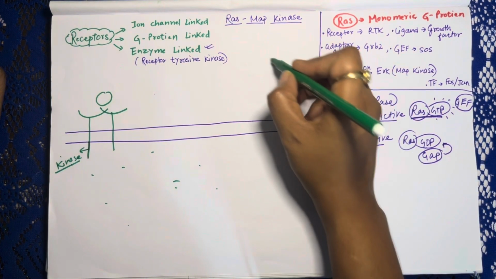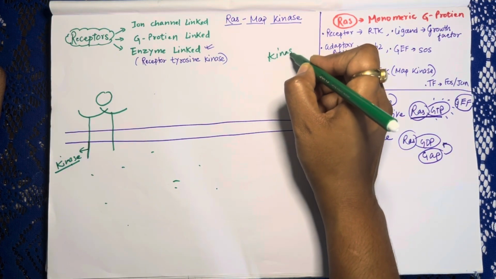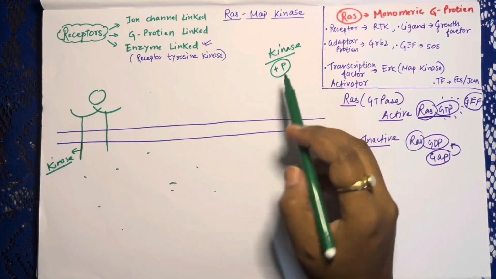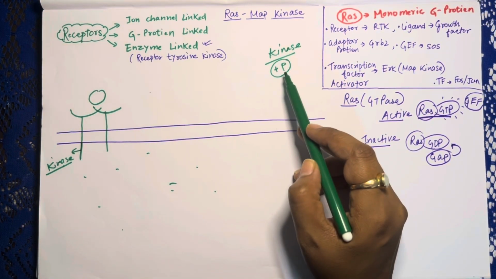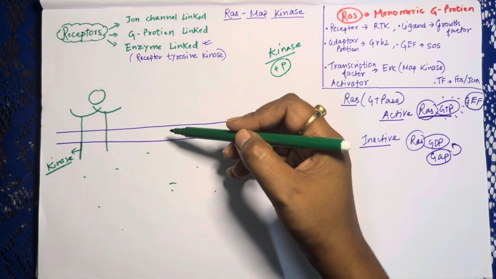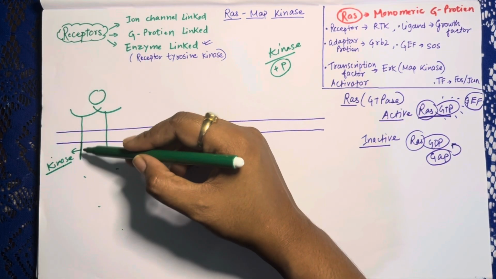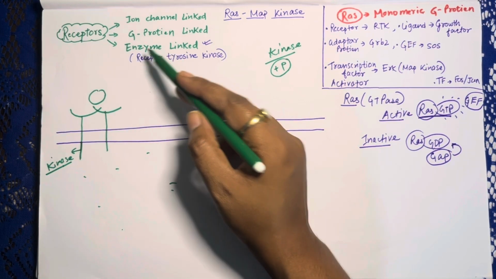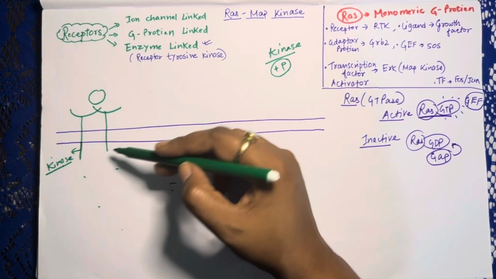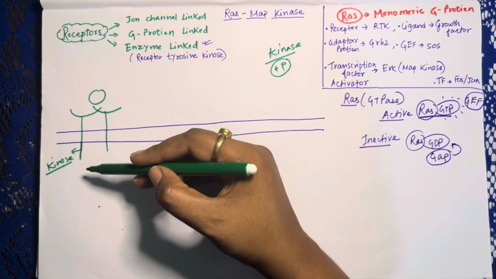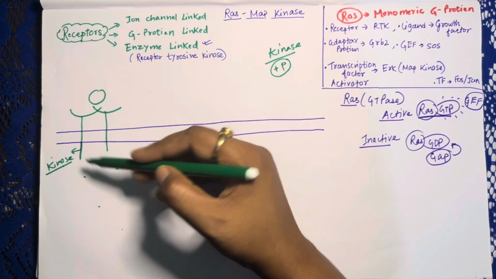And what does kinase enzyme do? The role of kinase enzyme is to add phosphate. This kinase enzyme can add phosphate to some other protein, or it can add phosphate to its own body also. So this cytosolic part of the receptor is acting like kinase enzyme, that's why it is called enzyme linked receptor. So the enzyme is not a different protein. Here the enzyme is the receptor itself, just the cytosolic part of the receptor.